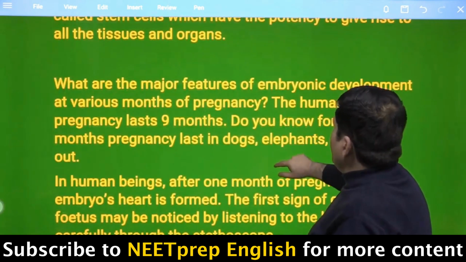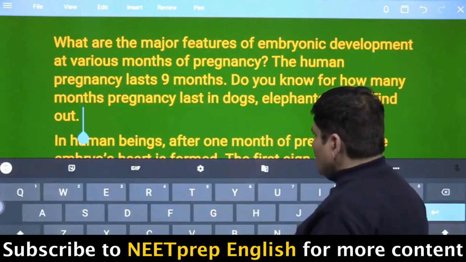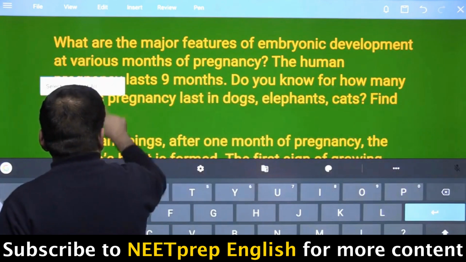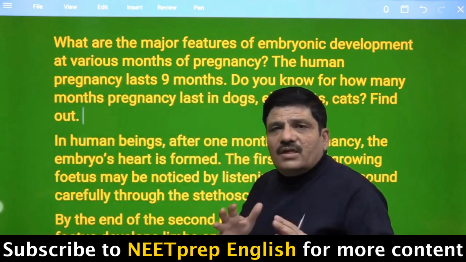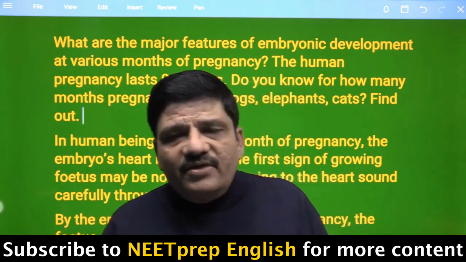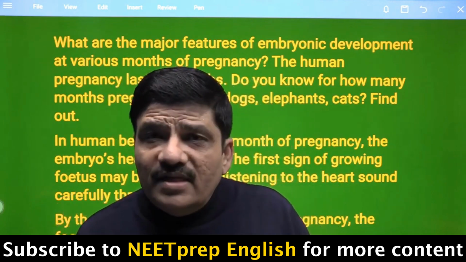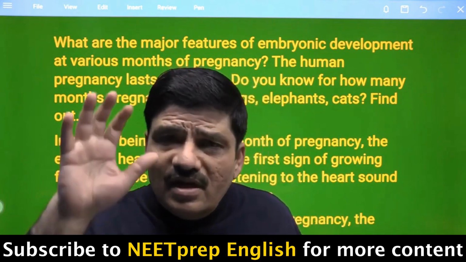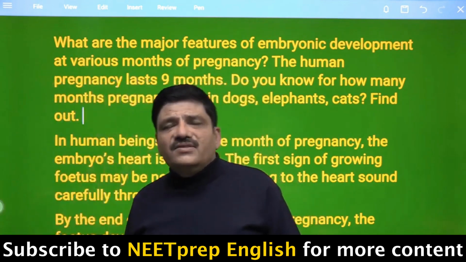Moving further, what are the major features of embryonic development at various months? At various months, what are the various developmental milestones during pregnancy? It is my request that there is some factual information provided in your NCERT about what happens at the end of each month. Limit yourself to the information that is given only in the NCERT.